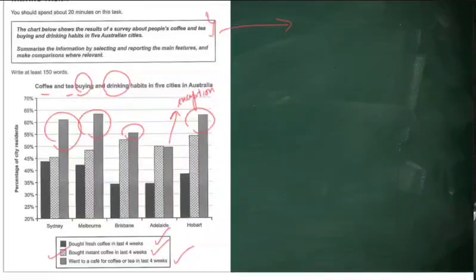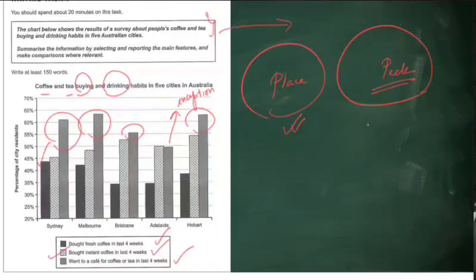And if you look at the other one, bought fresh coffee in last 4 weeks, that's always down. So there's no exception to the rule when it comes to the first one, that the bought fresh coffee in last 4 weeks is always down, and the top one that you can find happens to be in Sydney. So according to the place, you can have a certain logic or interpretation, right? According to the peak points or general trend, like out of the 3, which one's the highest generally?